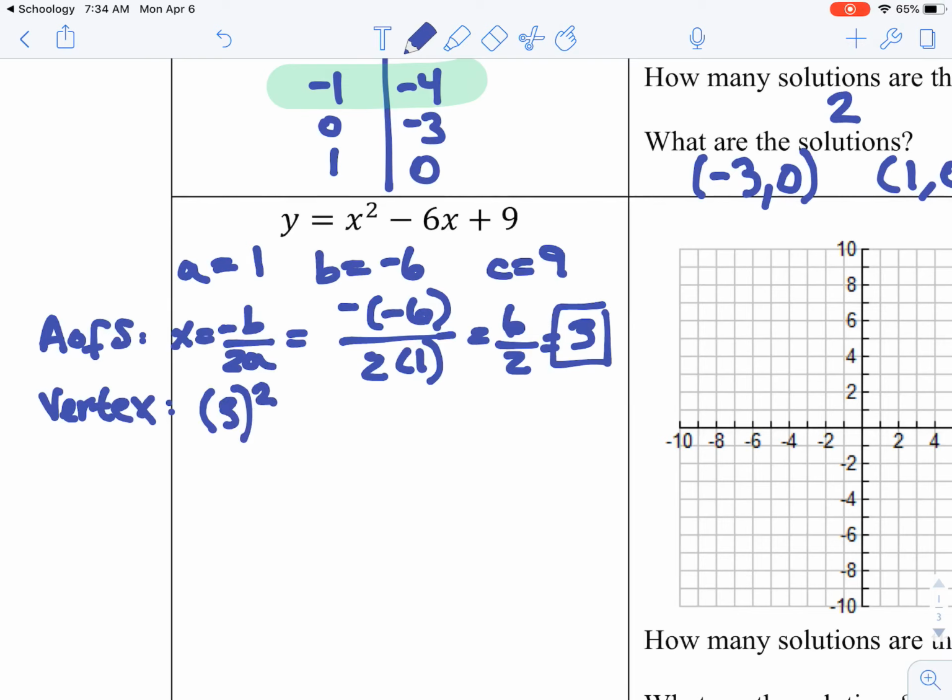Now this is going into my original equation. It's always a good idea too to practice plugging this in your calculator. Make sure you get the same number as I get. So our vertex is 3, 0.